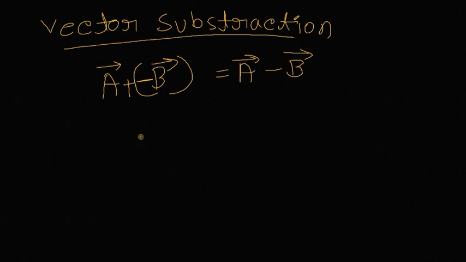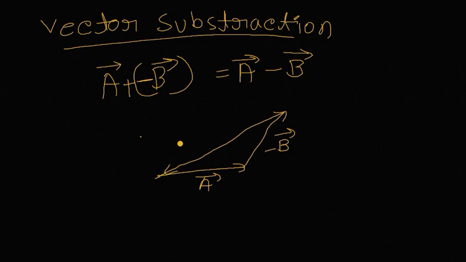So if we show it by picture, let's say A vector, this will be minus B vector, then this will be A vector minus B vector.